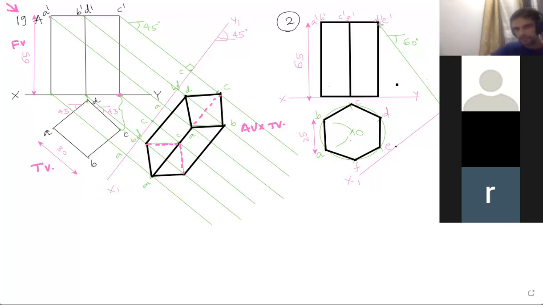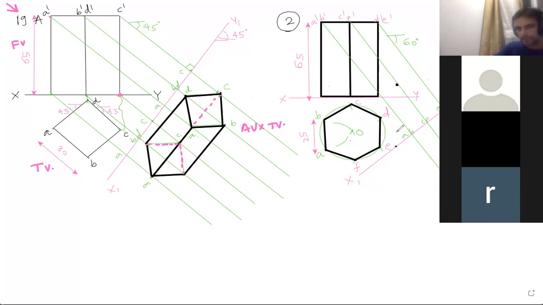After this, you take 60 degree like this. Then you have to draw again one more 60 degree and one more 60 degree. It will be somewhat like this. Same method, xy to b. See, this is AB, this is CF, this is ED.